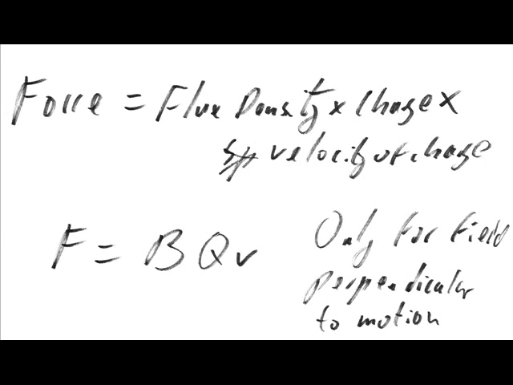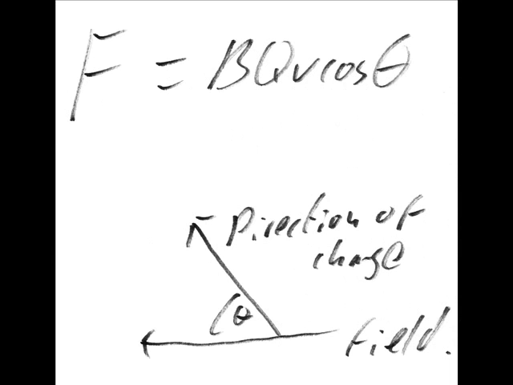If it isn't, then we introduce a cos theta element again, where theta is the angle between the plane of motion of the charge and the plane of the magnetic field.